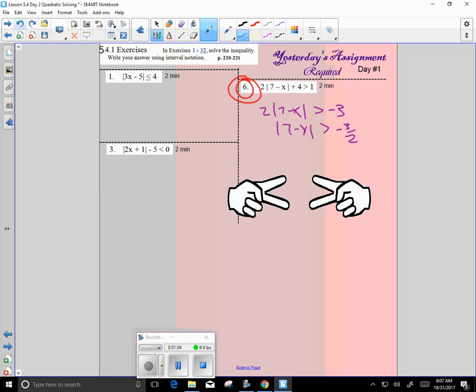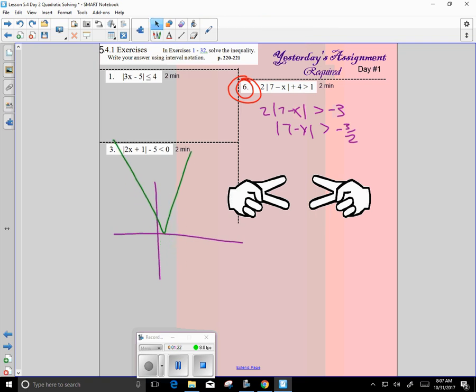Okay? Now this one's kind of weird, because if you were to look at an absolute value graph, is it possible for any part of it to be below the axes? It's impossible. If you have this absolute value, it's going to have to be above. So when is it going to be greater than negative 3/2? All the time. So you can just say x is an element of all the reals. You can just say that, because any absolute value is going to be greater than.